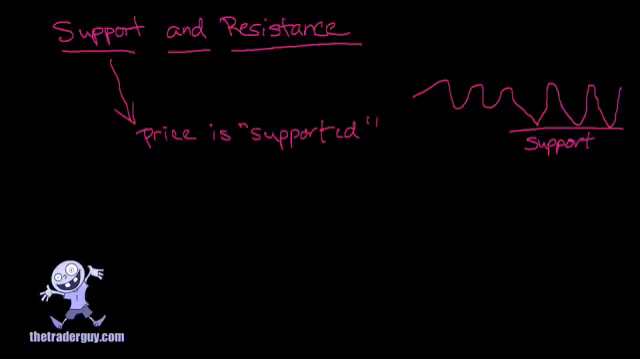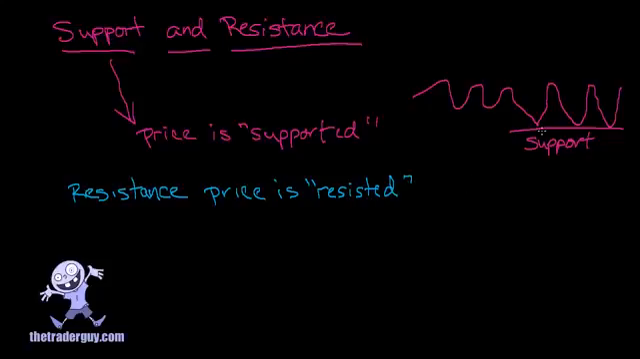Now, let's contrast that with the concept of resistance. Resistance, and I'll make this a different color here, is simply where price is resisted, just like it sounds. It's the exact same thing, but in reverse. So there is a price, and this is our resistance area, and the market goes up, and it just can't get above that. In other words, price is being resisted at that point in the market.